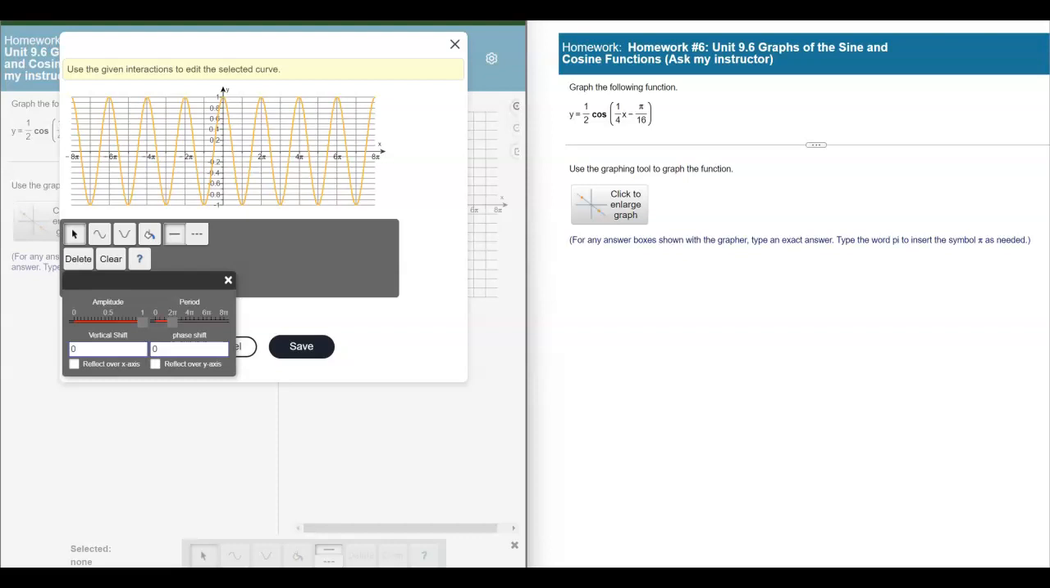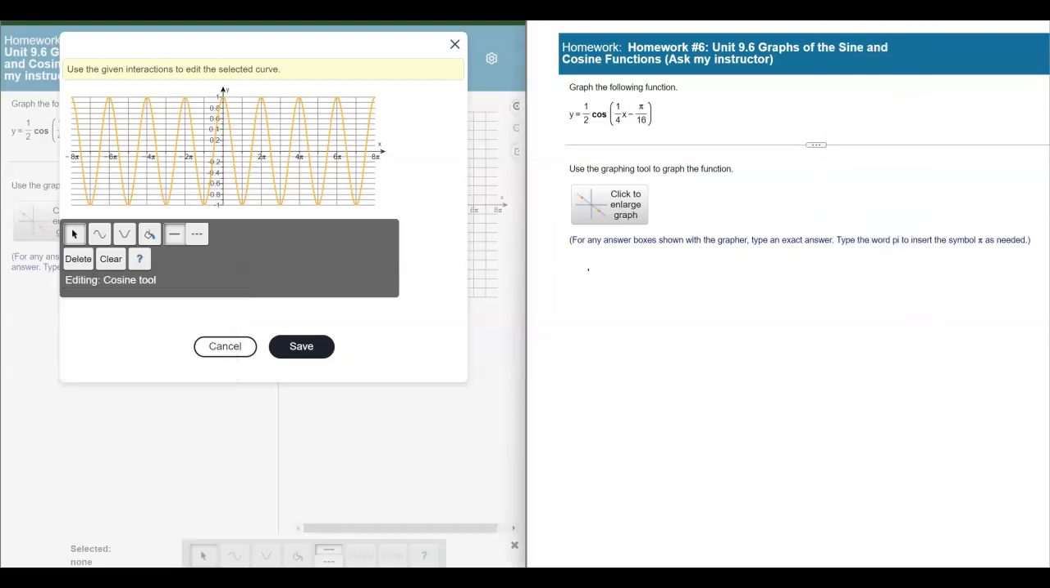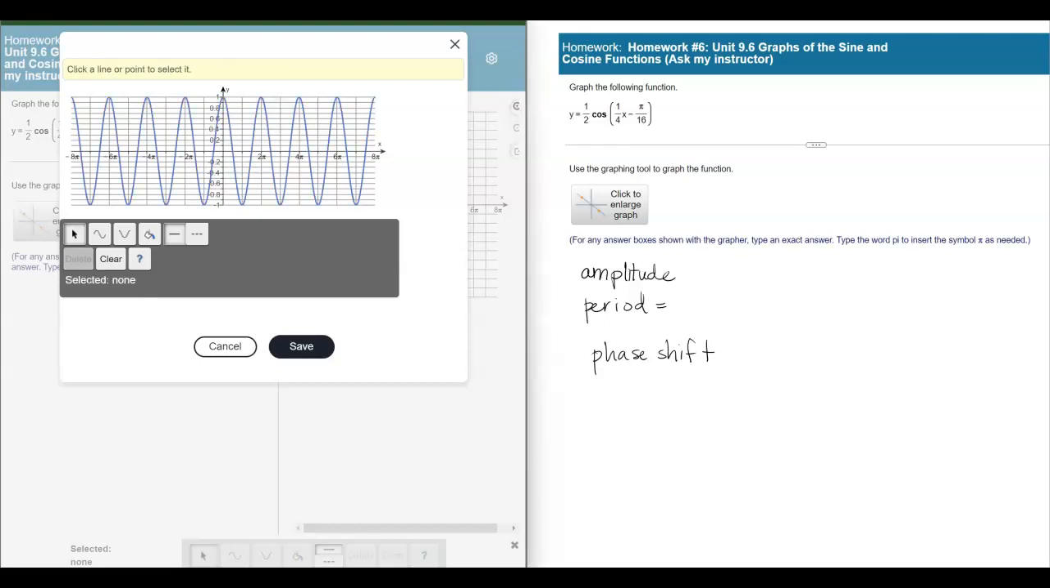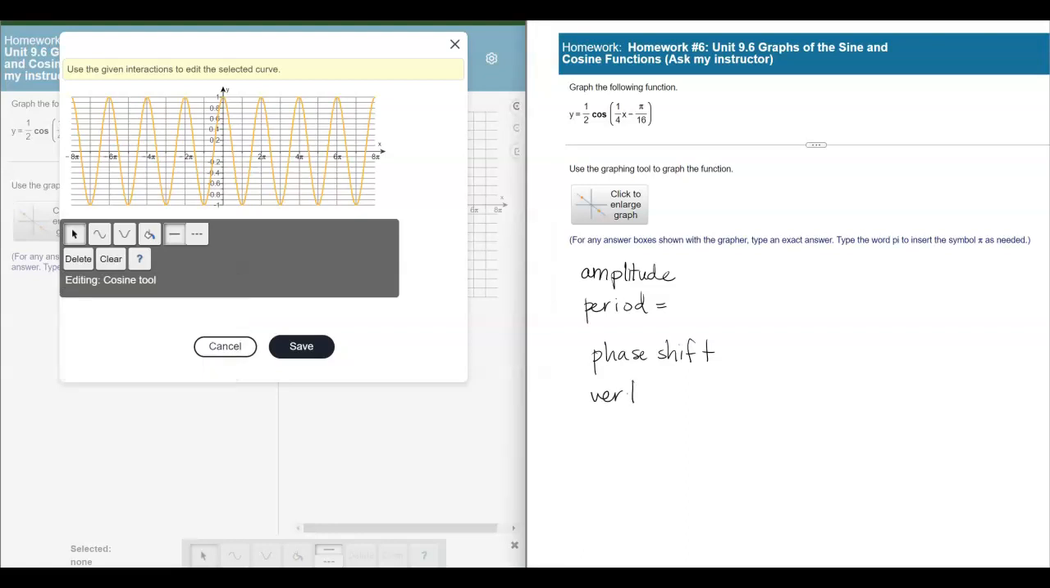So notice that brings up this little gray box here that's asking me to then find the amplitude, the period, and the phase shift. Is there anything else they want? They also want, I'm just going to clear this out, vertical shift, but there is no vertical shift, so I'll just leave that as 0. So the vertical shift is 0 because there's nothing being added out on the outside of there.